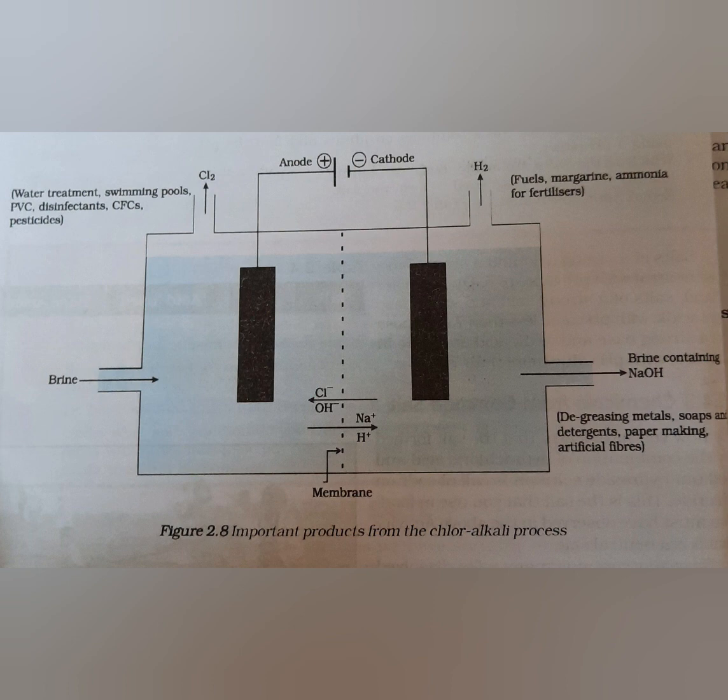The chlorine is mainly used in water treatment, swimming pools, PVC, disinfectants, CFC, and pesticides. Hydrogen is used as fuel, and in ammonia for fertilizers. And the brine also gives sodium hydroxide, used in soap and detergents, paper making, and artificial fibers.